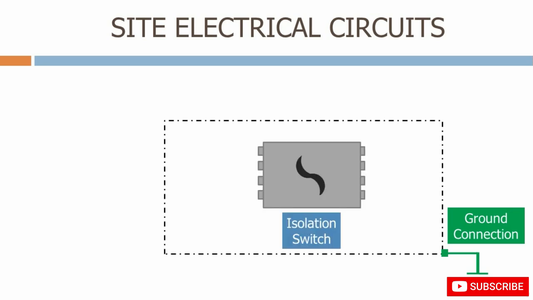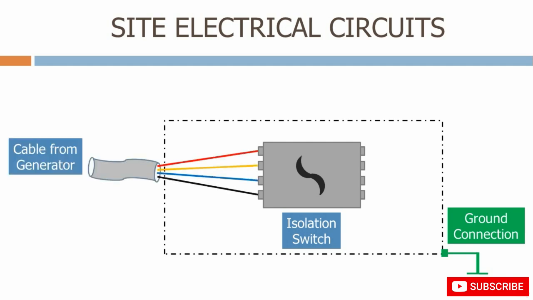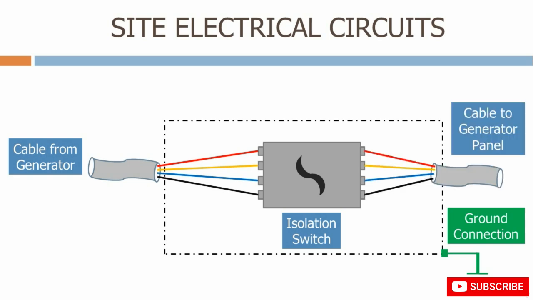The isolation switch disconnects the red phase, yellow phase, blue phase, and neutral, and has to be rated to carry and break the full site current. We have the three-phase cable from the generator, with a red phase, yellow phase, blue phase, and neutral. We then have a cable connected to the isolation switch to the generator panel.